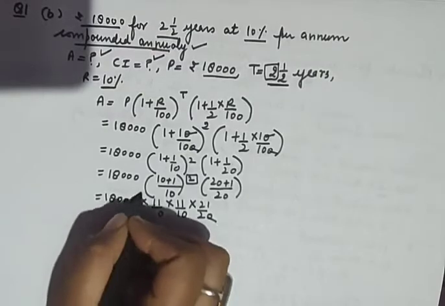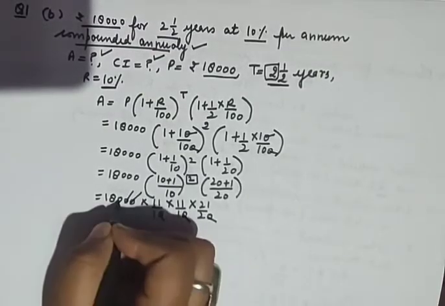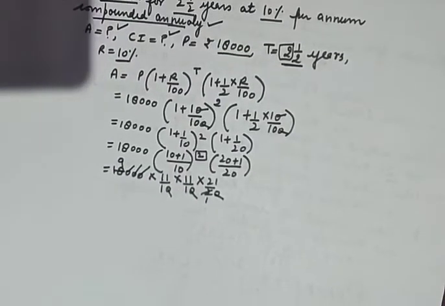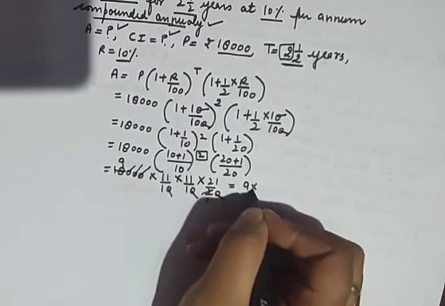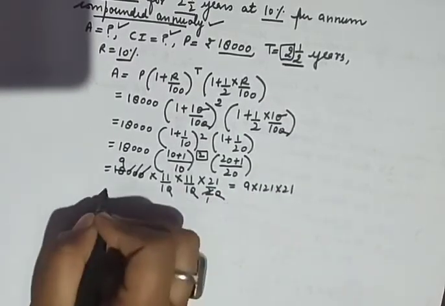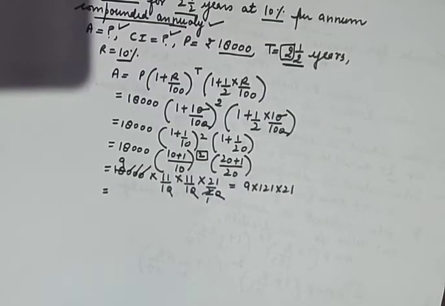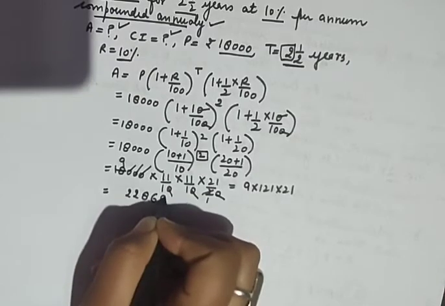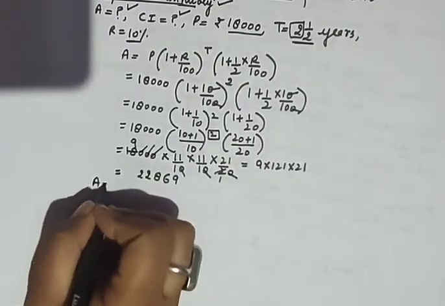So this 0 and this 0 will be cancelled, this 0 and this 0 cancelled, this 0 and this 0 will be cancelled. 2 ones are 2, 2 9s are 21. So it will be how much? It will be 9 into 121 into 21. So let's multiply it. How much will the answer be? I hope all of you are also calculating. So after multiplication, I am getting my answer as 22869 here. Okay, so amount is how much?